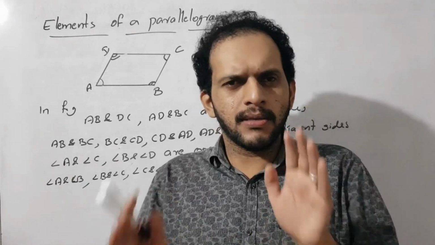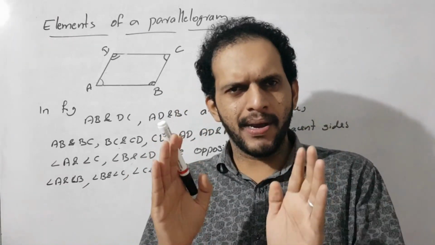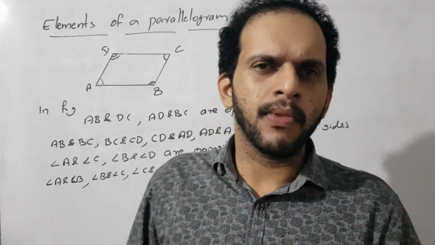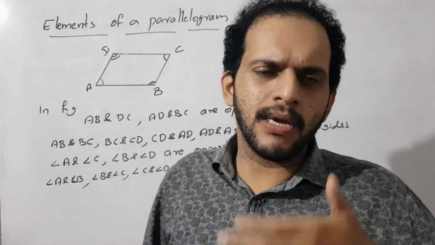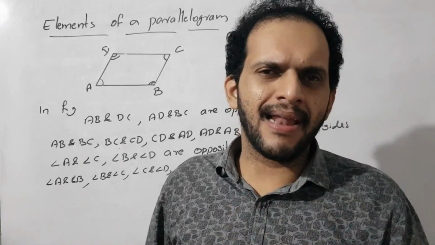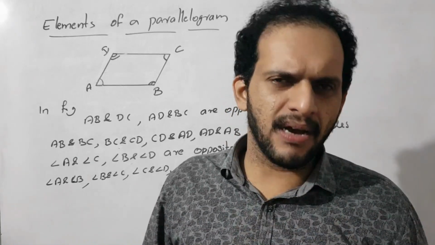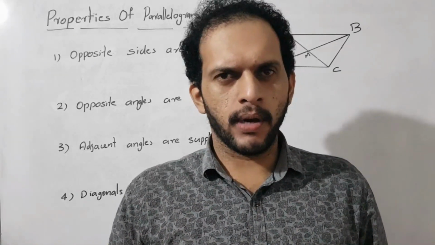Now you know what is meant by adjacent angle, opposite angle, adjacent side and opposite side. Because these terms are very familiar and we use them in all cases, we say only the terms adjacent angles, adjacent sides like that. They are very important terms. I think you got this one. Now we have the elements of a parallelogram.